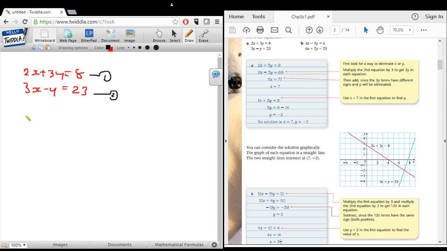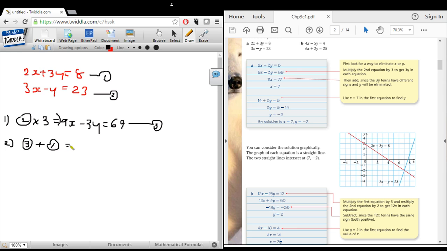So let's do that. Let's do equation 2 multiplied by 3. So we get 9x minus 3y equals 69. That's step 1. Step 2 is going to be equation 3 added to equation 1.